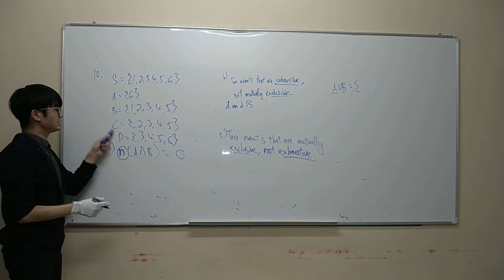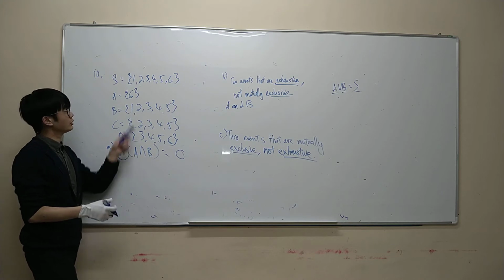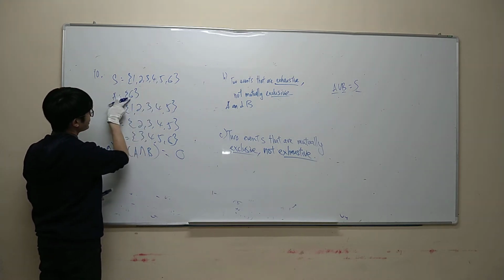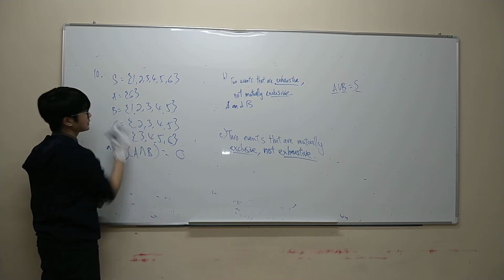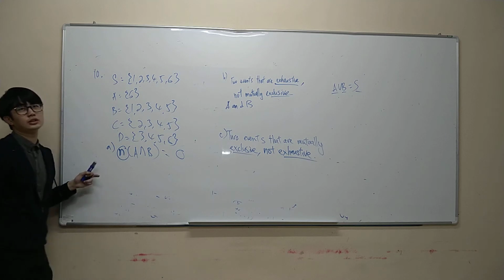What about A and C? 6 and 2, 3, 4, 5. Gabungkan. Do you get the sample space? No. Because the sample space is 1, 2, 3, 4, 5, 6. When you combine this, you only get 2, 3, 4, 5 and 6. So A and C is not exhaustive. So you know A and C is definitely not the answer.